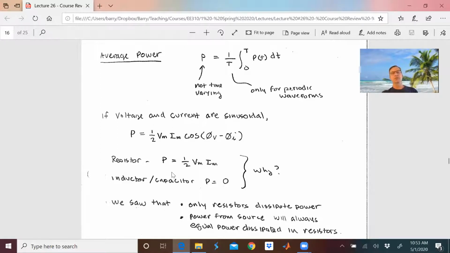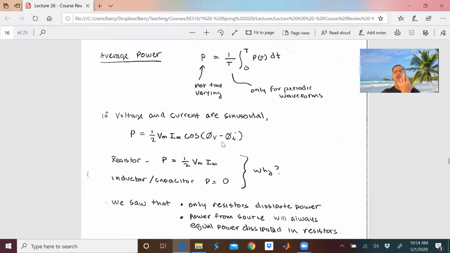Let's apply it to a resistor. The power is equal to 1/2 times the V max times the I max. And do we like this formula? Yeah, because the voltage and the current are in phase, so we have cosine of 0, which gives us 1. So it's just 1/2 V max times I max times 1. For the inductor and the capacitor, the power is equal to 0. The average power dissipated in the device, based on our formula, which we said is good for all devices, is 0. Why? Because the voltage and the current are out of phase.